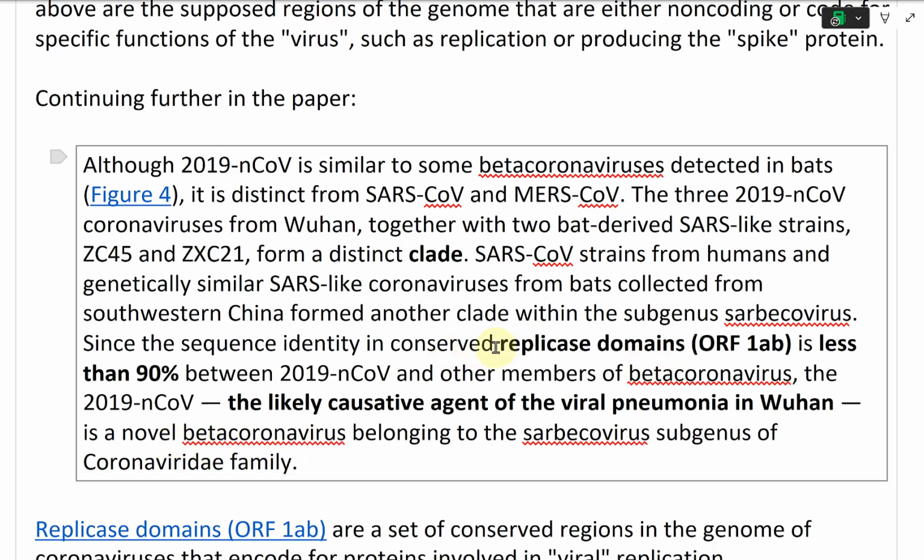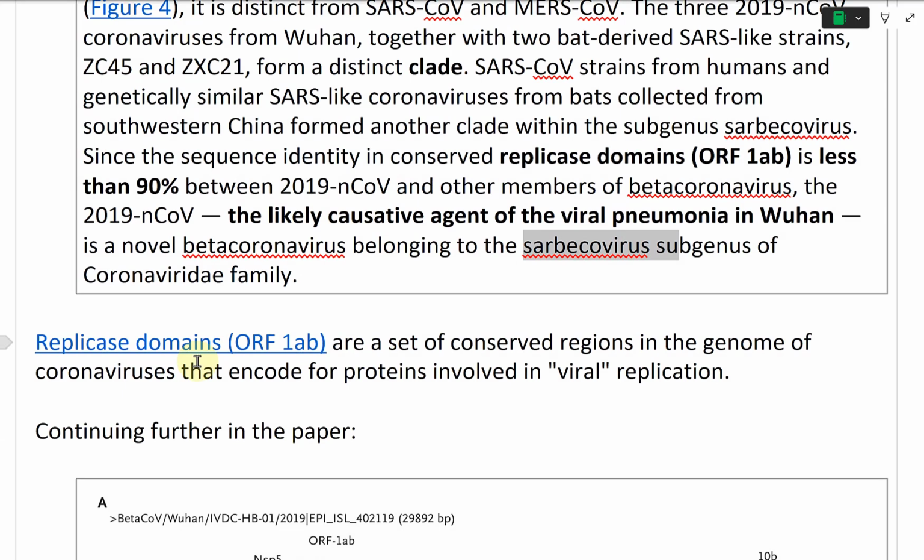Basically, they're saying these supposed conserved domains, or this is the replication domains, part of the gene of many of these coronaviruses. It's less than 90% between the 2019 nCoV and other members of it. Yeah, they're going to say that it's less than 90%, so they're going to call it a new virus. So since it's less than the 90% of that conserved region in many of these beta coronaviruses, they're going to call it a new beta coronavirus belonging to this other subgenus and so on. Anyways, going further, so replicase domains ORF1AB are a set of conserved regions in the genome of the coronaviruses that encode for proteins involved in, quote, viral replication.